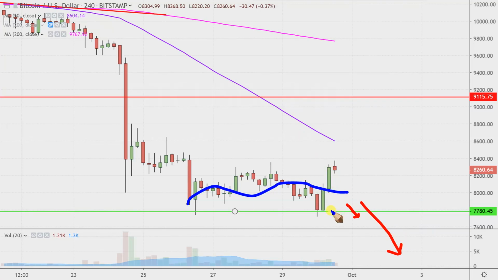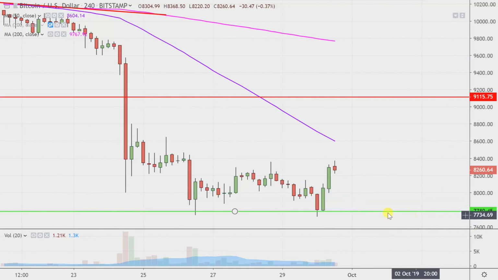But as of right now, given that the price has actually bounced all the way up here above 8,200, that'd be pretty shocking if that's how you were answering the question. But then again, it is Bitcoin, so I suppose you never know. But 7,800 is definitely a very important level from the support side of things.